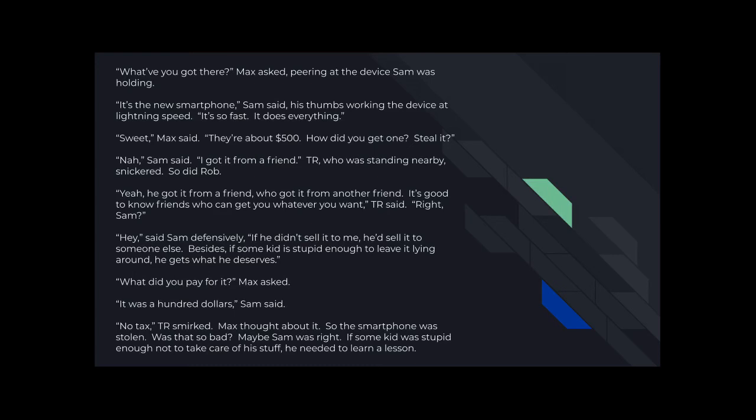Let's take a look at one more example and see if we can develop a good summary of this story.